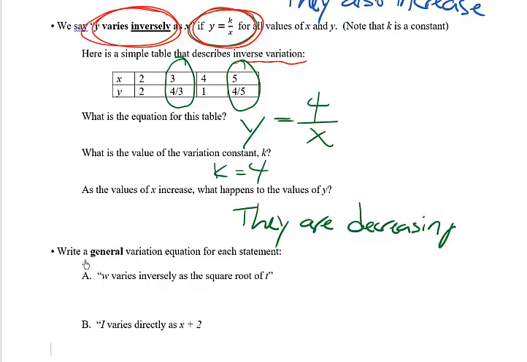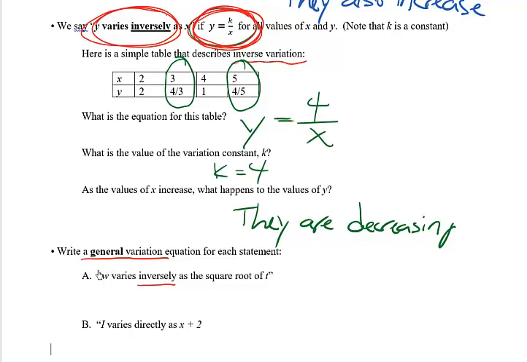Before we look at the full problems, we need to do just a little bit of practice in writing general variation equations. General variation equations just mean equations with the letter k still written in them. Take a look at the example problems here. Letter A, w varies inversely as the square root of t. When you read that, you have to be able to turn that into a general variation equation. Of course, the word inverse means that I'm talking about this second guy, the one with the division. And all I have to do is put the right letters in the right places here.